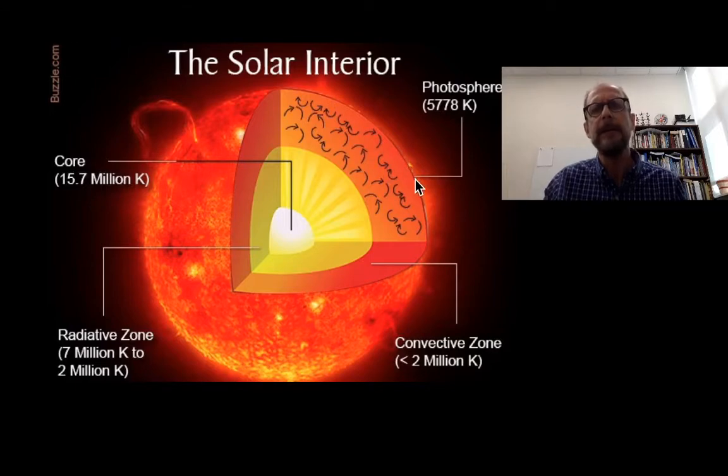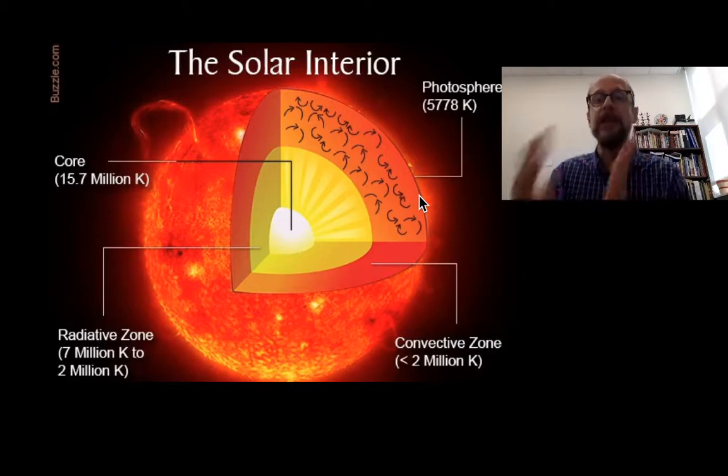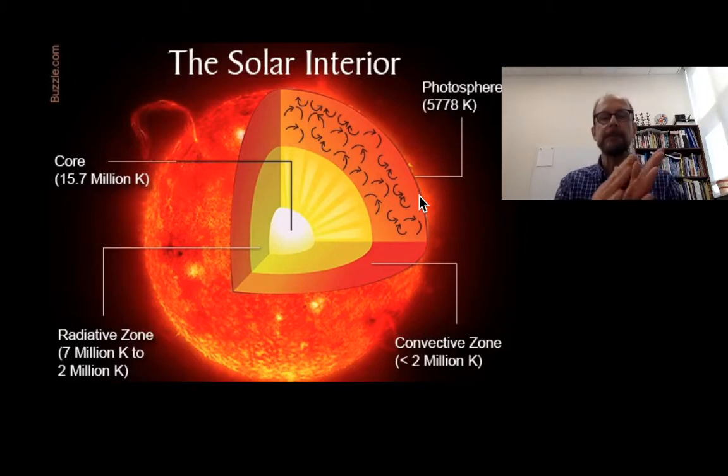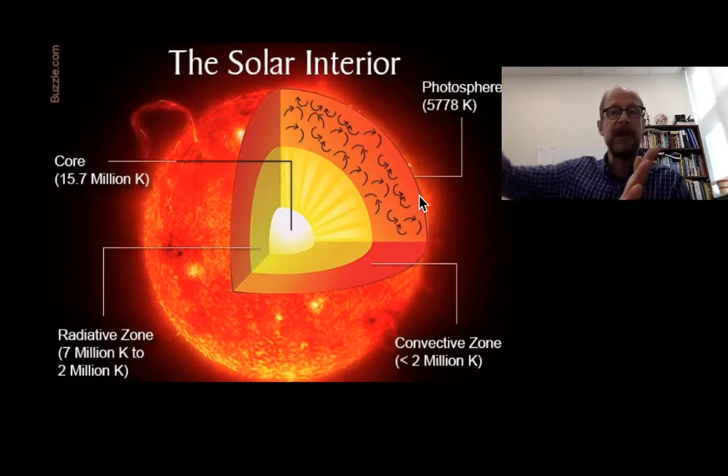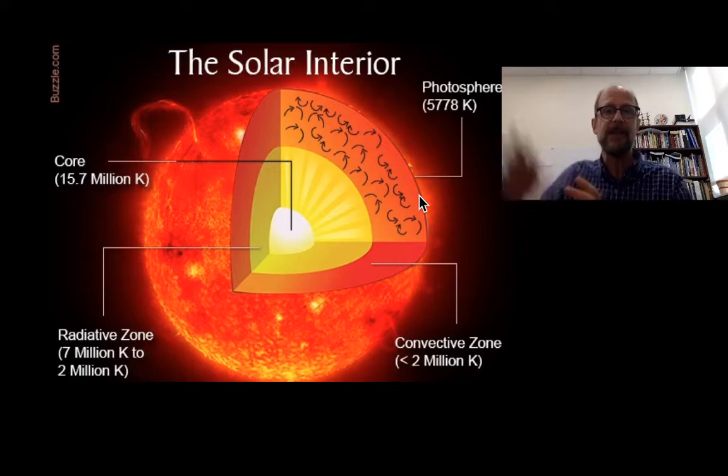And when the material reaches the photosphere, it is free to radiate out into space, because the photosphere is where the density has dropped enough that it becomes transparent. It's also no longer ionized at the surface, it's no longer a plasma right there. So it becomes transparent, and the light can escape out into space, and that is the surface of the sun as we see it.